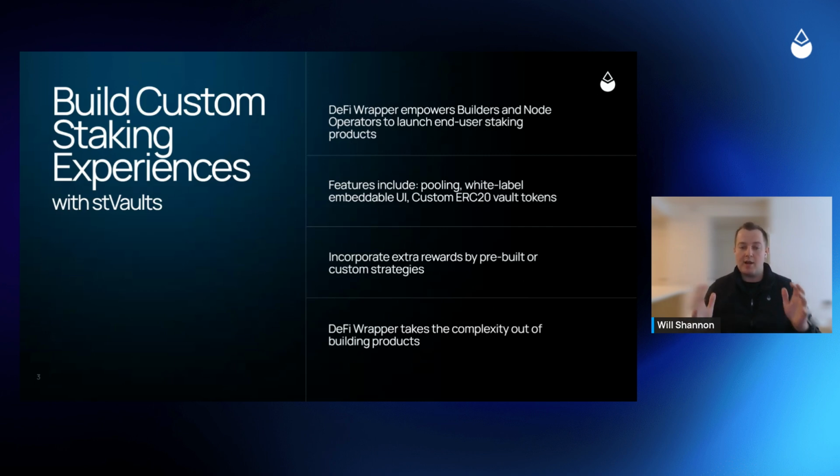And so you can really create a fully branded experience for your users where you completely control the customer relationship. And again, just tap into the stETH benefits that you're able to then use to better serve your users. You can also incorporate extra rewards by using pre-built strategies via Lido Earn, or also more custom strategies. Really, DeFi Wrapper just takes the complexity out of building products.